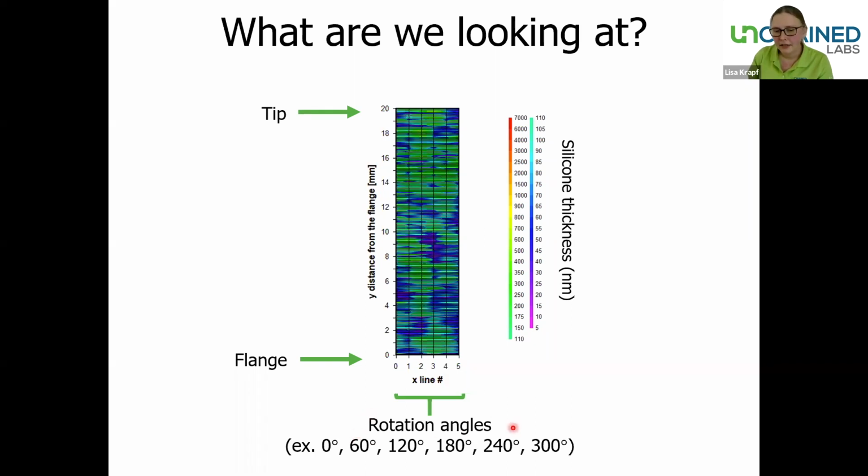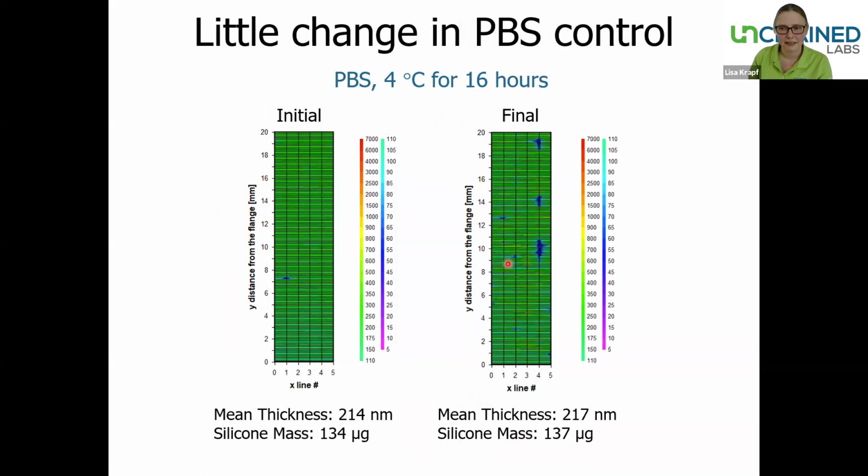And on the x-axis, we have the different rotation angles. So in our case, we measured 6 different angles at 0, 60, etc. degrees. And then the other information we will see is the average of the layer thicknesses that have been measured by Bouncer. So this is averaging all measurement positions. And then from that, the system will also calculate the silicone mass using the formula I showed before. So let's move into the results.